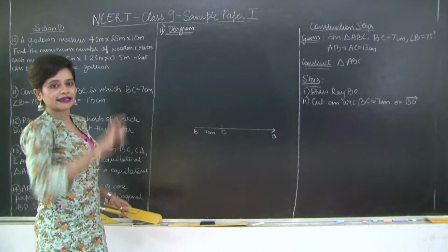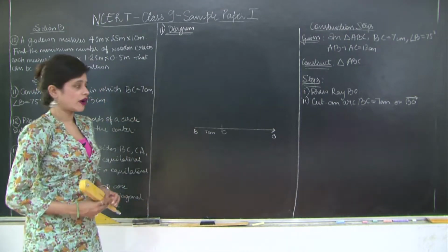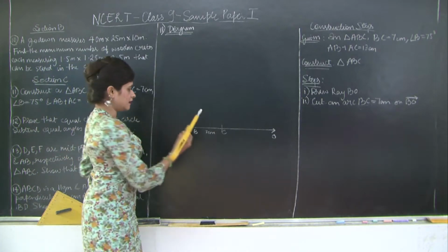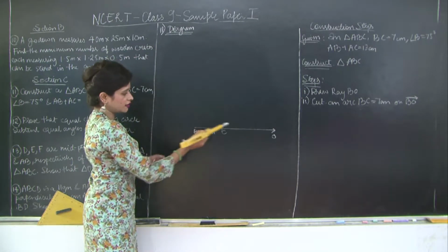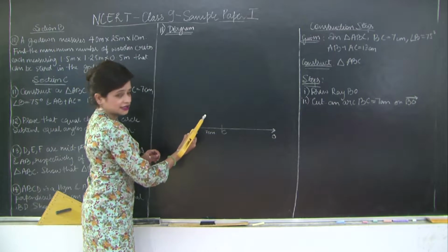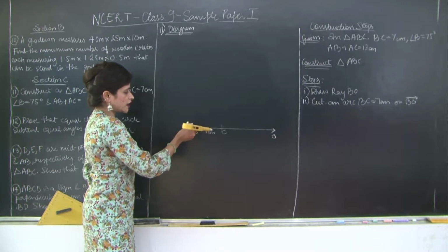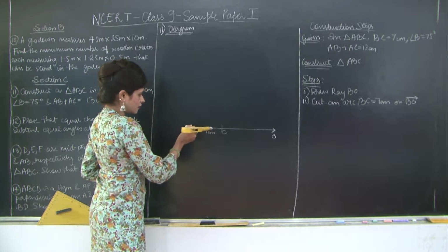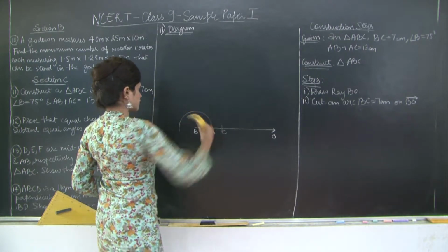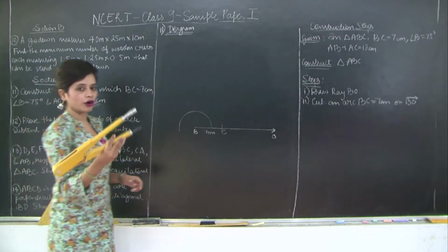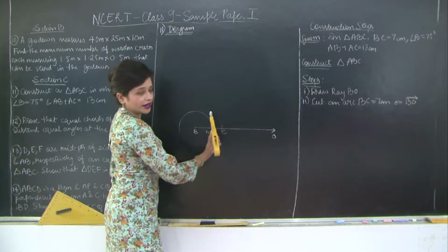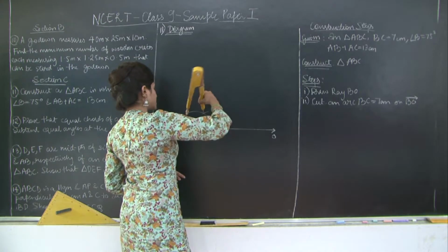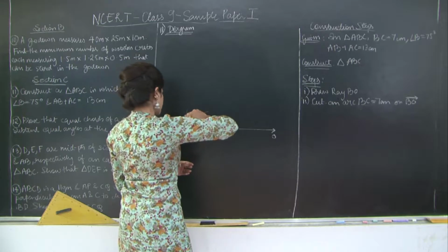Now we need to draw angle B which is 75 degrees. So how do we draw angle B equal to 75 degrees? I'm going to take any random length on my compass which is smaller than BC of course, and place the compass with B as my center. I'm going to cut an arc on BC and draw this semicircle. Now without changing this length on my compass, I'm going to take this point, cut an arc here on this semicircle and cut an arc here on this semicircle.